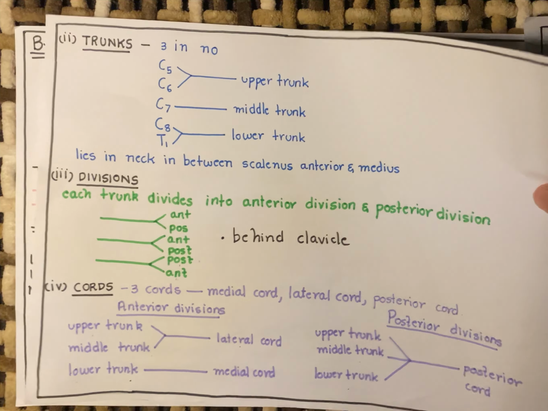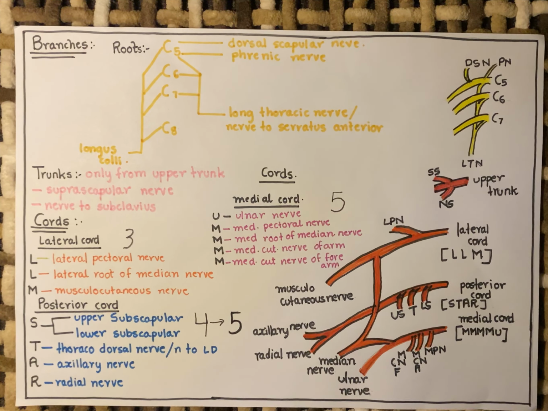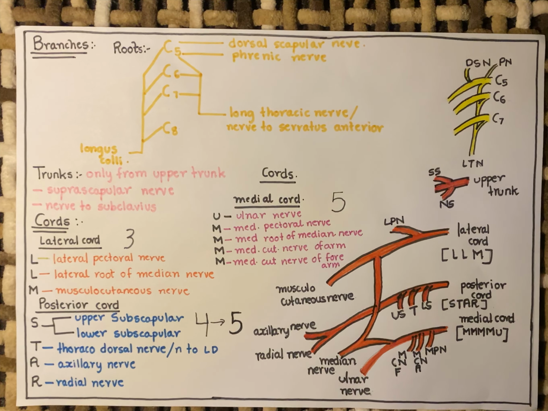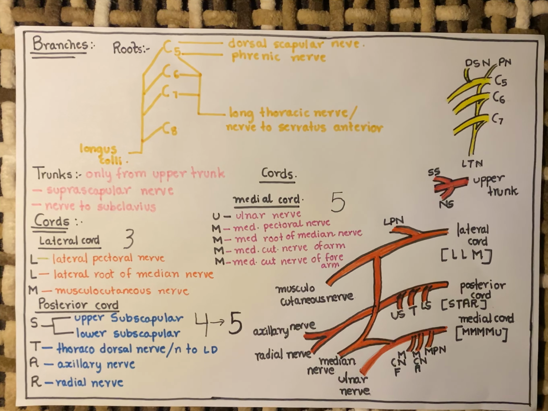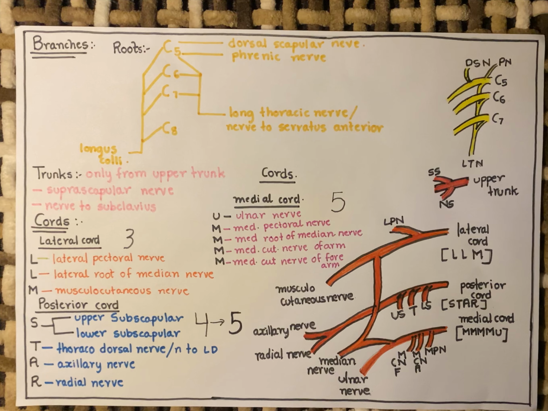Now, moving on to the branches, which is the fifth component of the brachial plexus. Now, please remember that branches are going to be formed not only by the cords, but these branches can arise from any part of the brachial plexus. That is, from roots till the cords. You can find branches might arise from roots as well. They can arise from trunks, and again the cords are also going to give out certain branches.